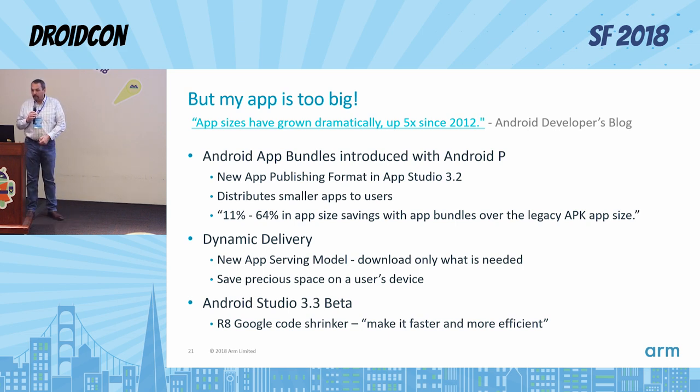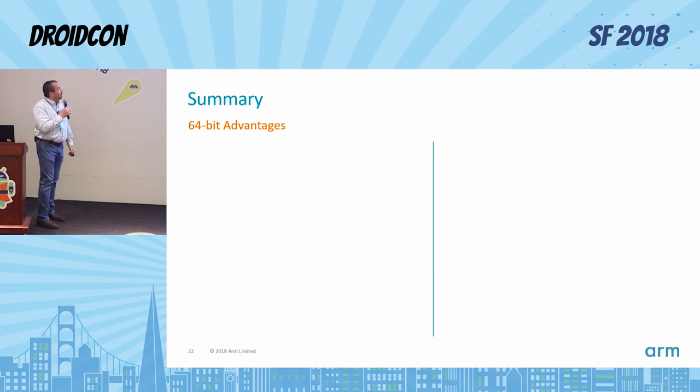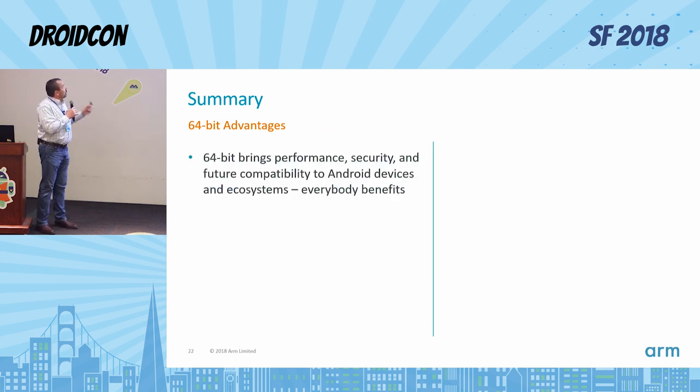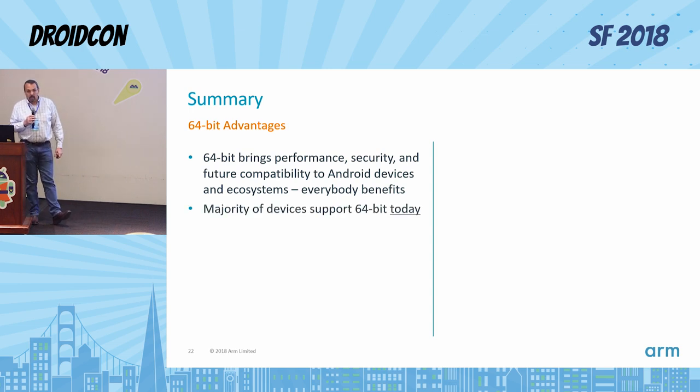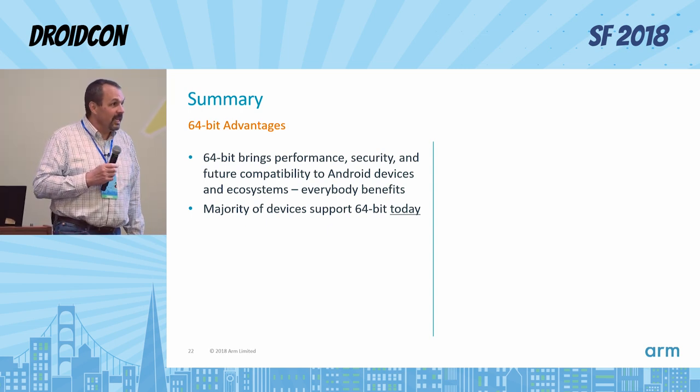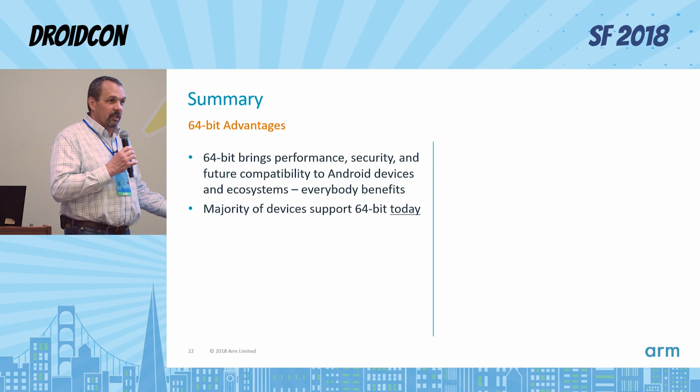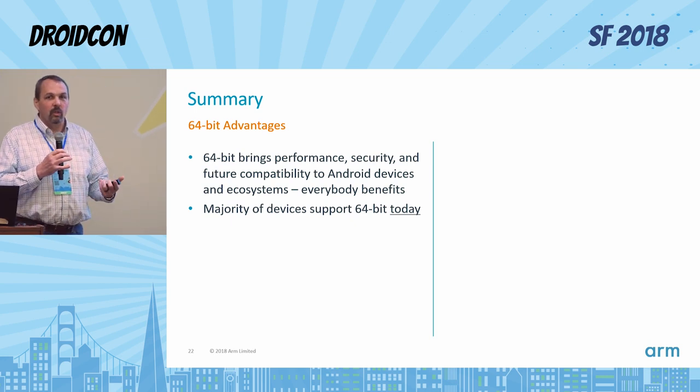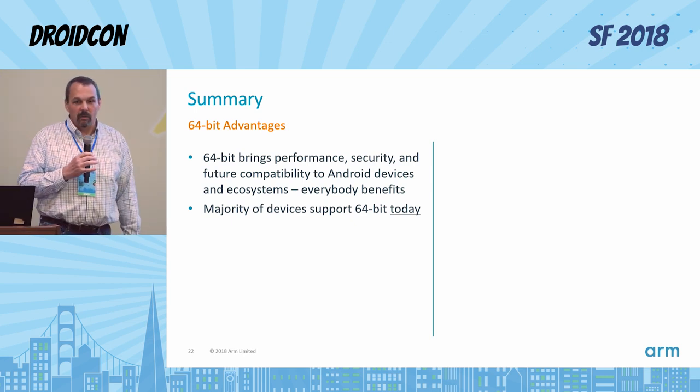So with that, I have a summary here. Really the advantages are around security, performance, and future compatibility of your apps. We think it's a great thing. Everybody benefits if you move to 64-bit. I hope I convinced you that the majority of devices support 64-bit today, and that majority will be growing as time moves on.